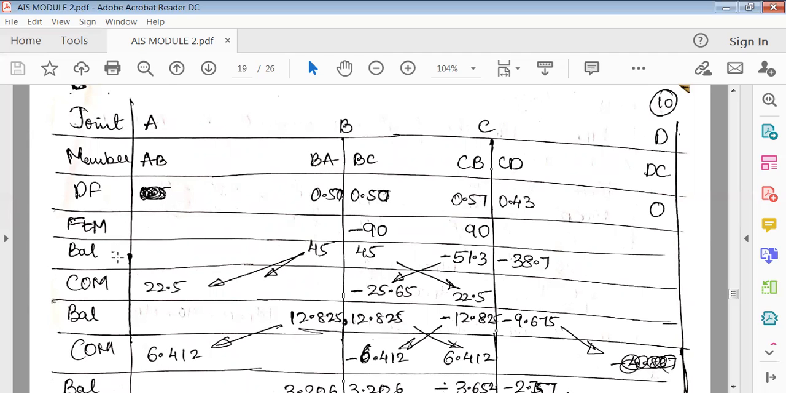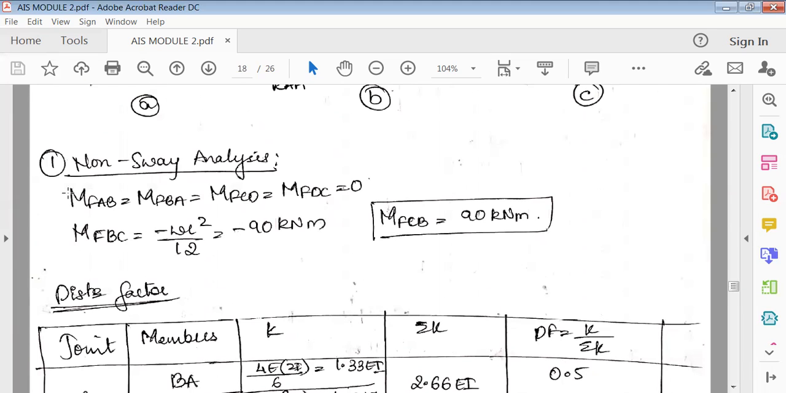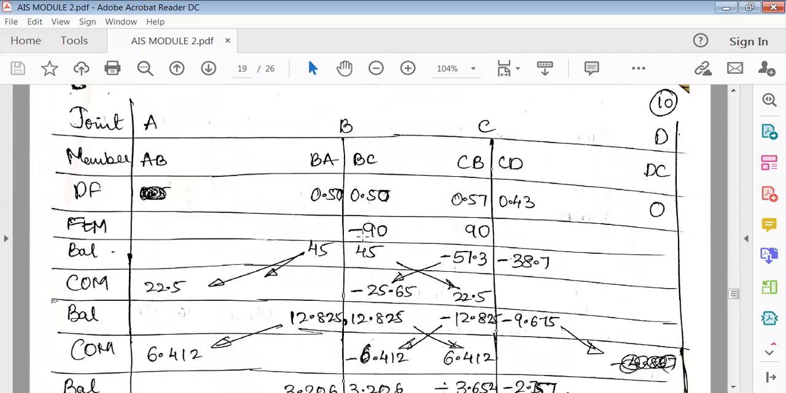Now the fixed end moments are the same as what you have done before. Finding the fixed end moments, balancing, carryover, it's repetitive. The fixed end moments are applicable only at the BC span, so it is minus 90 and this is plus 90. Once you write these, go on balancing. So minus 90, change the sign, times 0.5 and 0.5. Then plus 90, change the sign, minus 0.57, minus 0.43.